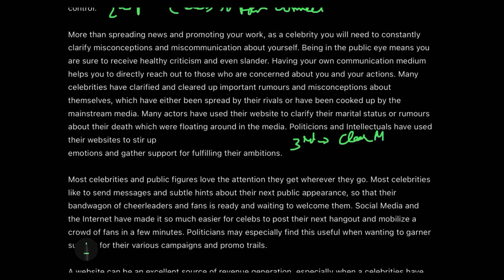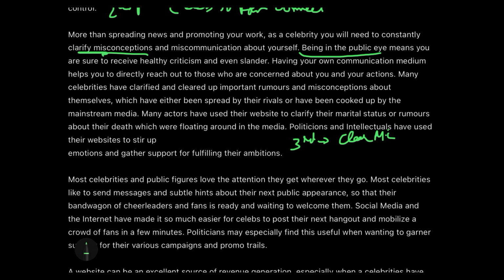So I'm writing clearing MC, misconception. And being in the public eye. Okay, so I'll just underline miscommunication. And being in the public eye means you are sure to receive healthy criticism and even slander. So being in the public eye is an idiom I spot here, so I'll just underline it. It might be a part of the question. Having your own communication medium helps you to directly reach out to those who are concerned about you and your actions.